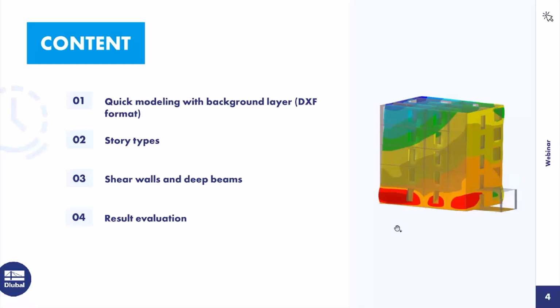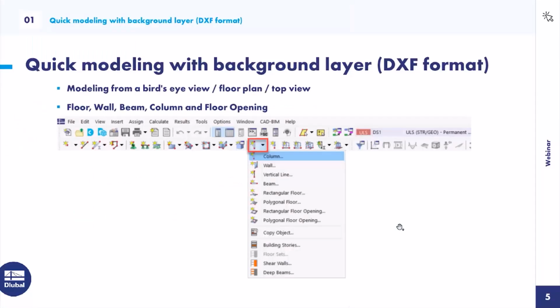Then to our first chapter, the quick modeling, here with a background layer for an easier way. I will import a DXF file, and it's a modeling option from bird's view, floor plan, top view, however you want to call it.